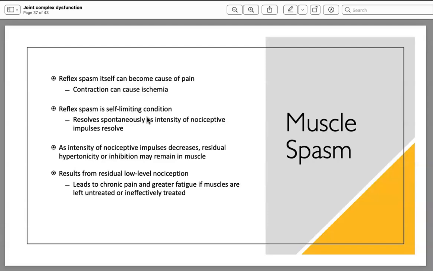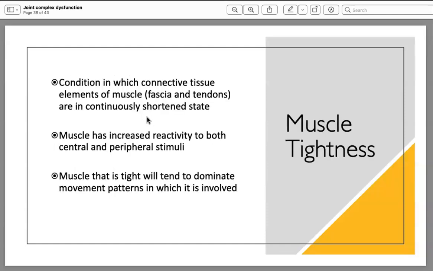However, even when those nociceptive impulses decrease, there could still be hypertonicity as a result of that muscle spasm, especially if it's been going on for a long time. So there might be some resultant or post-spasm hypertonicity or inhibition still within that muscle, even when the spasm decreases. This can lead to chronic pain and greater fatigue if those muscles are left untreated or ineffectively treated. So although that muscle spasm might go away, it's important to still address those tissue changes that could have occurred.